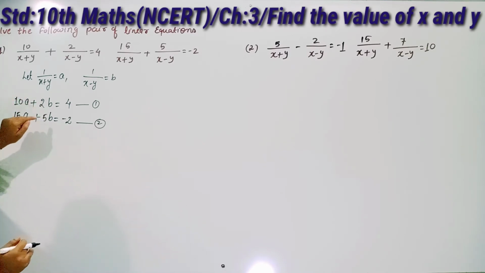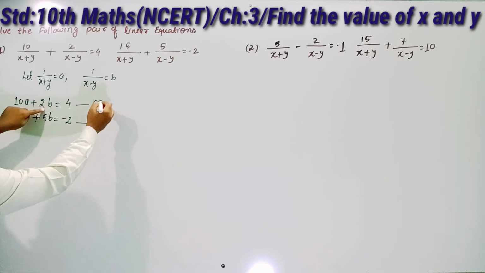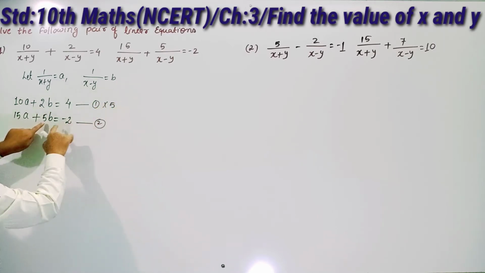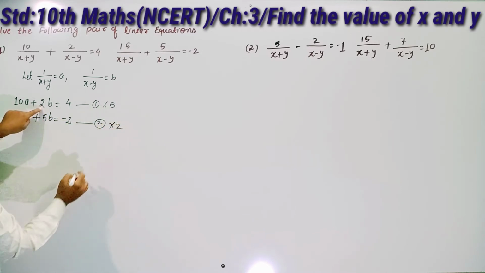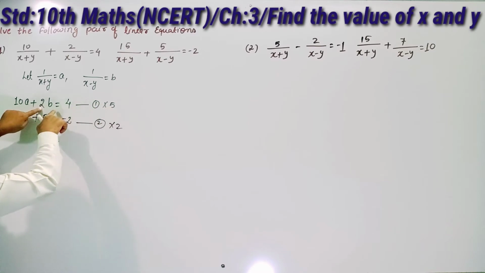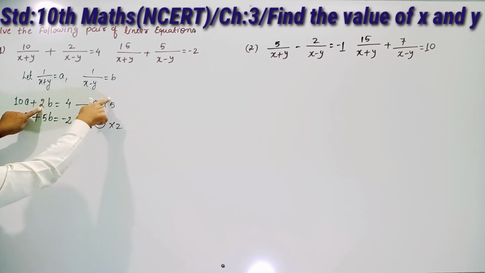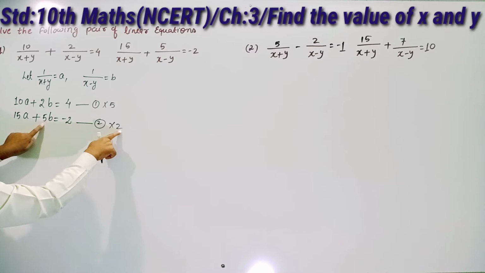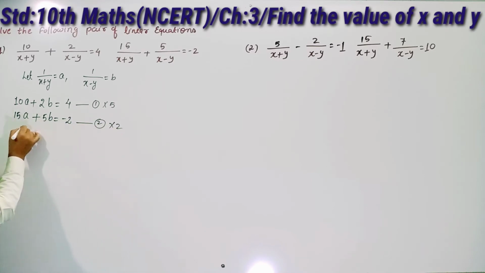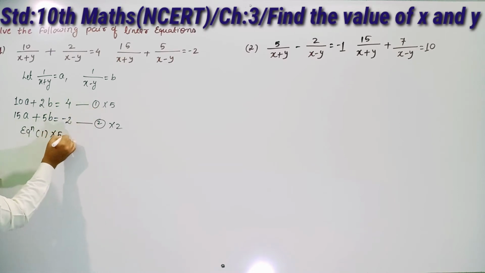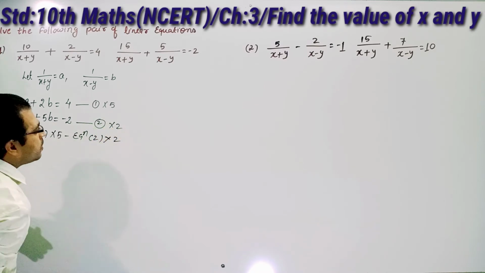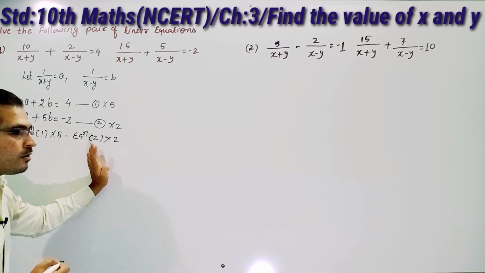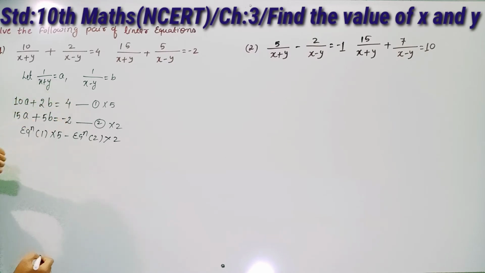Okay students, so if we multiply equation 1 by 5 and equation 2 by 2 in such a way that the coefficient of b will be 2 fives are 10, and here the coefficient of b will also be 2 fives are 10. That's why we are writing here equation 1 multiplied by 5 minus equation 2 multiplied by 2. Okay students, by doing this operation we can eliminate b from this equation.